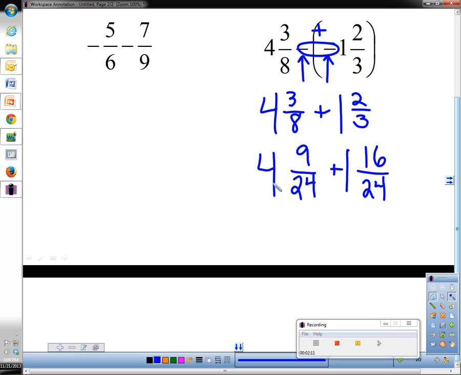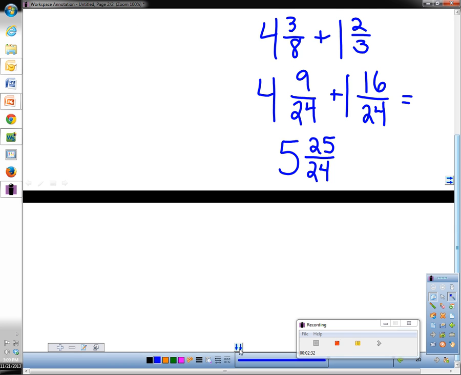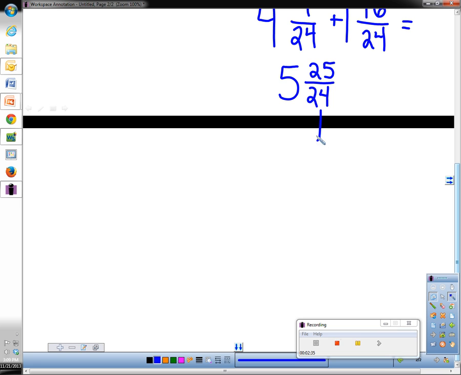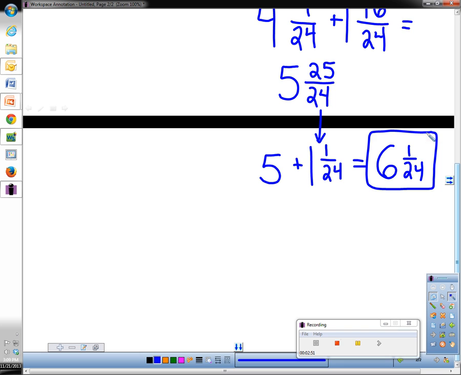Now if I add my whole numbers together, 4 plus 1 is 5. And I have 9/24ths plus 16/24ths. That gives me 25/24ths. Now that's our answer. However, we can't have an improper fraction in a mixed number like this. So I know that 25/24ths is the same as 1 and 1/24th. Plus I have this 5 at the beginning, or the whole number. So when I put those together, I end up with 6 wholes and 1/24th. Our answer is positive 6 and 1/24th.